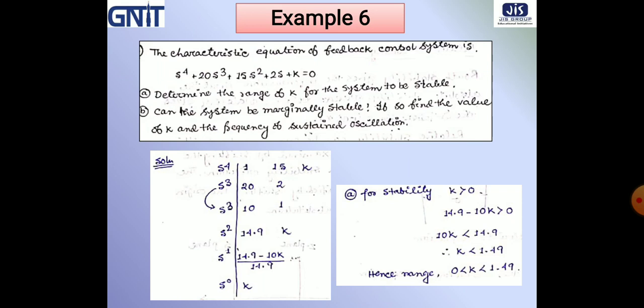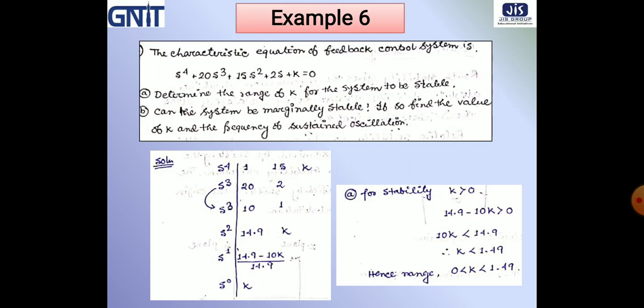that is the characteristic equation of a feedback control system, that is s to the power 4 plus 20 s cube plus 15 s square plus 2s plus k is equal to 0, and determine the range of k for the system to be stable. Can the system be marginally stable? If so, find the value of k and the frequency of sustained oscillation.